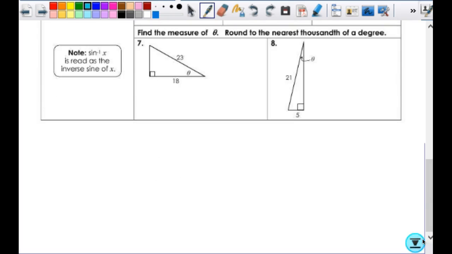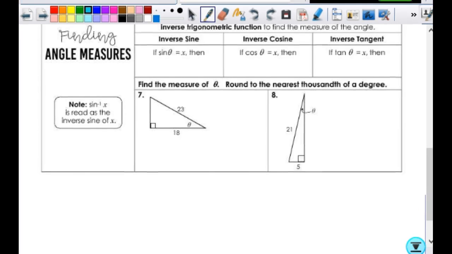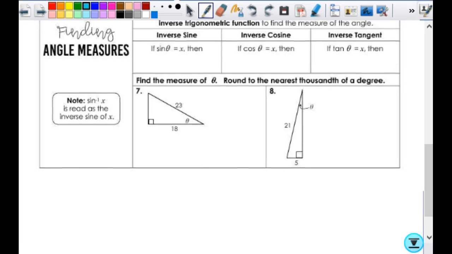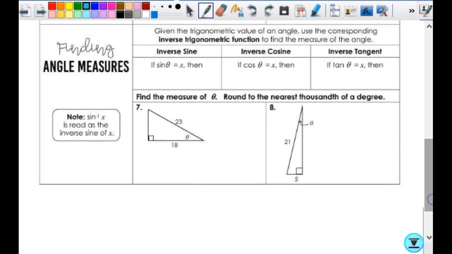We might also need to find angle measures. Given the trigonometric value of an angle, use the corresponding inverse trigonometric function to find the measure of the angle. So when I do this, if I have that the sine of theta is equal to x, and so I know that sine of theta is equal to 0.73 or whatever it is, or the sine of theta is equal to 5/6, I need to get what the angle is.